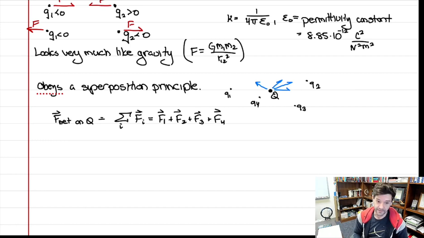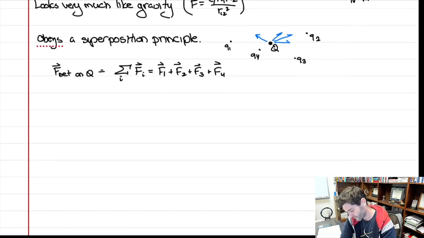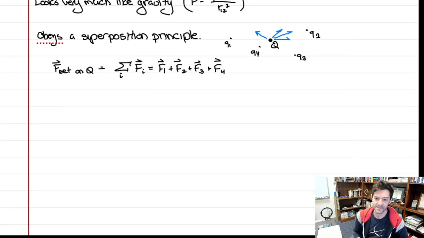So not too bad, right? We've seen a lot of this before. We just now have the additional complication that we have to think in terms of if they're like charges, they repel. If they're opposite charges, they attract. And if we think in 1D, we can think of some interesting problems to test our conceptual knowledge on this already.